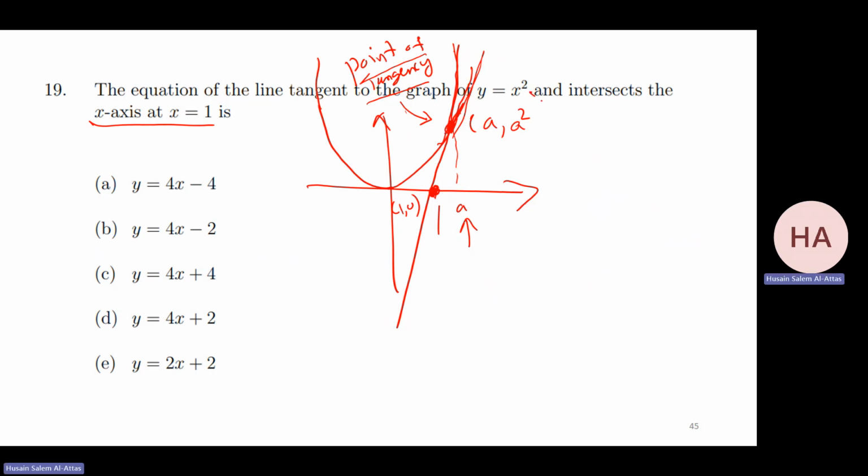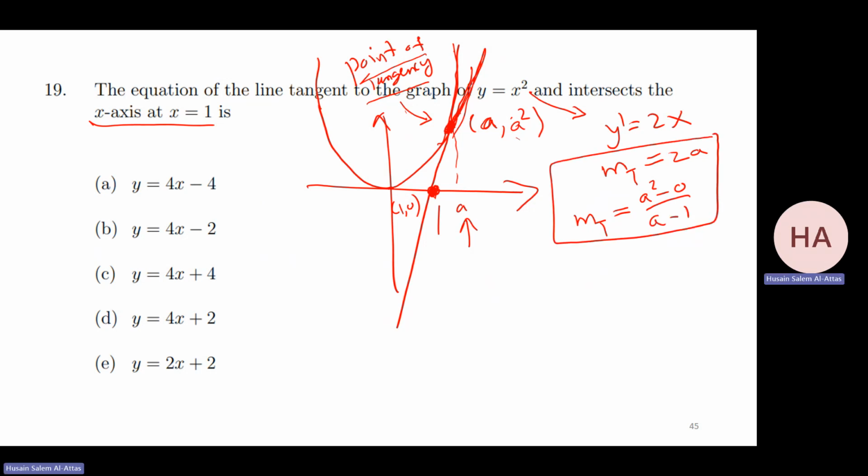Now, since this is the curve, y equals x squared, I know how to find the derivative. Let me do it the shortest way: y prime equals 2x. So what will be the slope of the tangent at this point, A? It will be 2A. And not only that, I know this line passes through this point and this point. So I can find its slope in another way, which is A squared minus 0, delta y, over A minus 1. These two should be the same. So I will use this to find A. If I find A, I find everything.